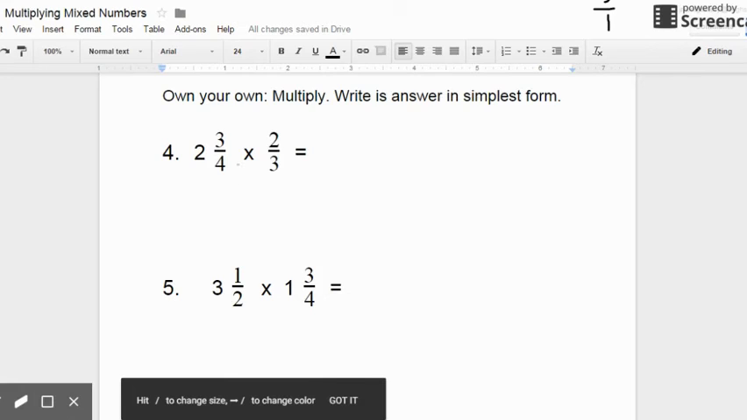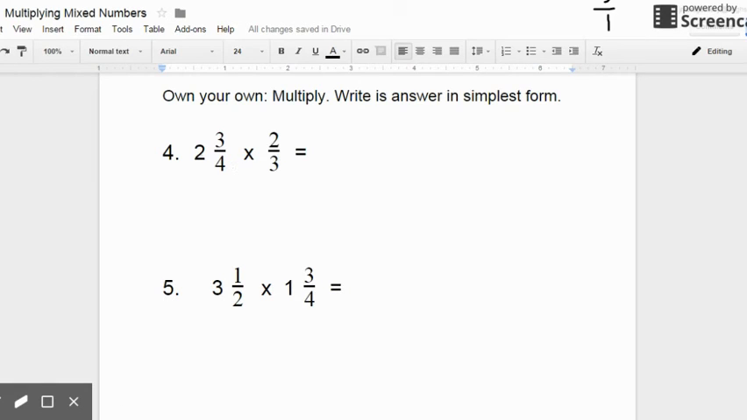So if we look at problem 4, these are mixed numbers. So let's go ahead and change them to improper fractions. 4 times 2 is 8. Plus 3 is 11. 4 stays on the bottom.